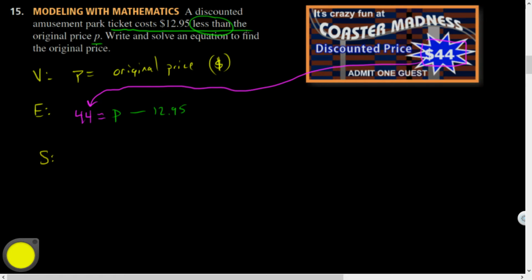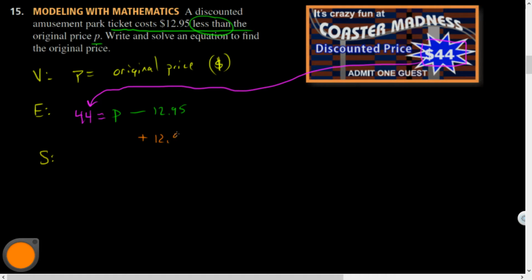That is the discounted price, right? So the discounted price is equal to the original price minus $12.95, right? Yep. Okay. So now let's solve this. VESA, variable equation, solve, and then answer is what we'll do. To solve this, P is being subtracted by $12.95. What would I have to do to both sides to get P by itself?